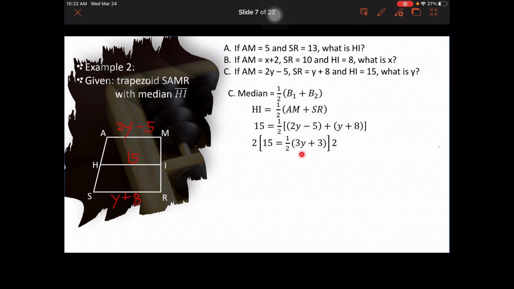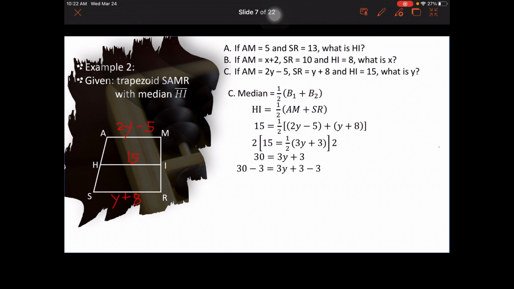Ito po yun. And then, multiply both side by 2. 2 times 15 and 2 times 1/2. 2 times 15 is 30. 1/2 times 2 is 1. 1 times 3y is 3y. 1 times 3 is 3.